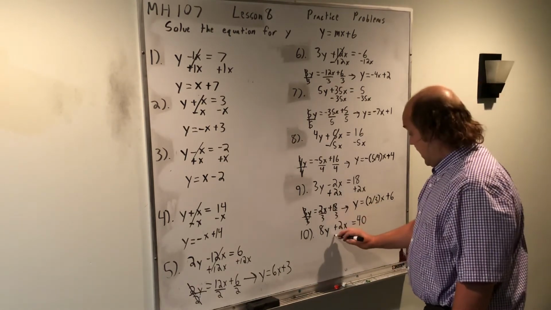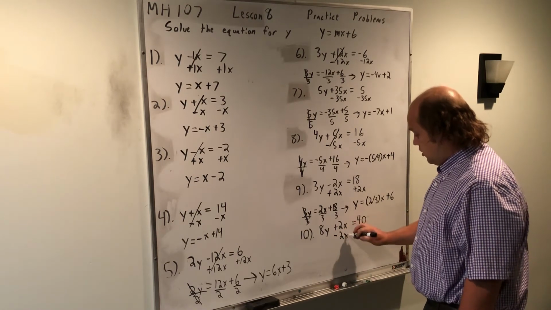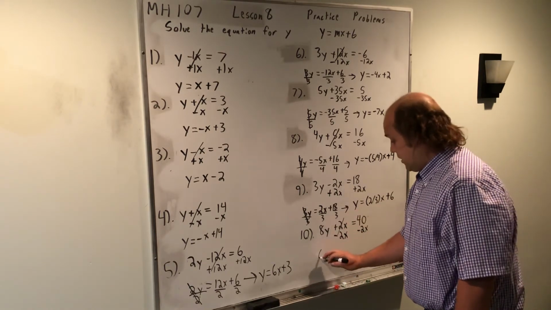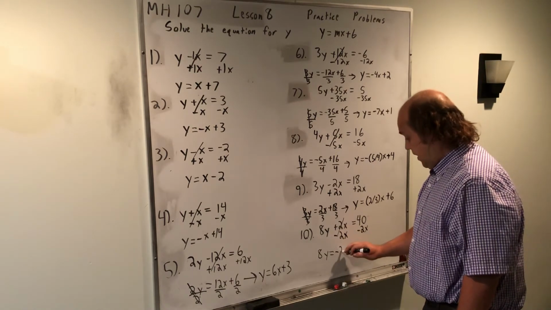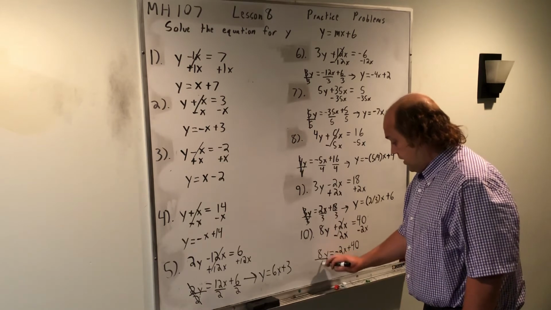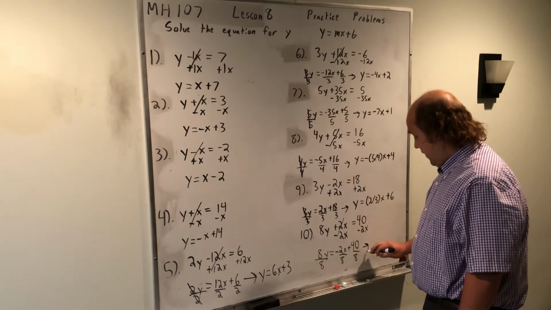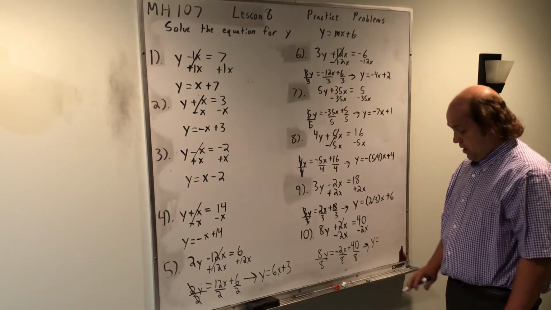In problem number 10, I'm going to start by moving the 2x. So I'm going to subtract 2x, subtract 2x. These will go away and just leave me with 8y on the left. On the right-hand side, I'm going to be left with negative 2x plus 40. I then divide everything by what's in front of the y term. On the left-hand side, 8 divided by 8 just gives me 1y, or just y.